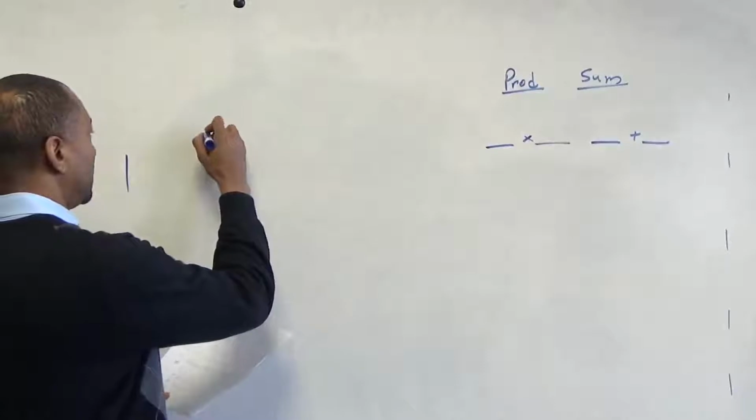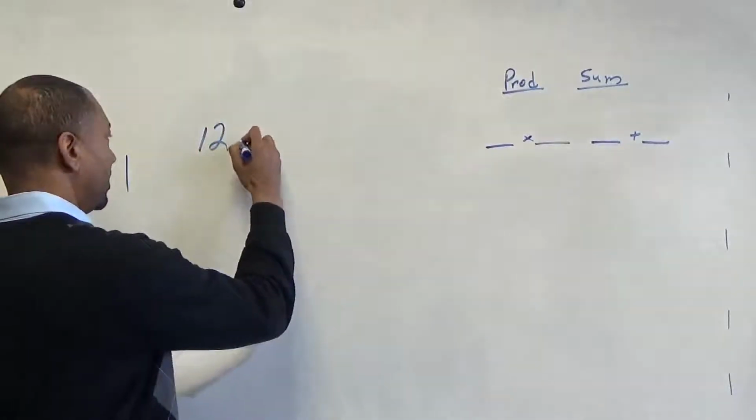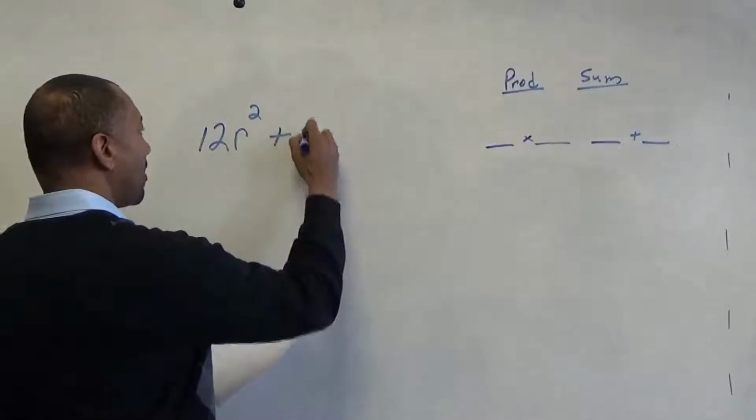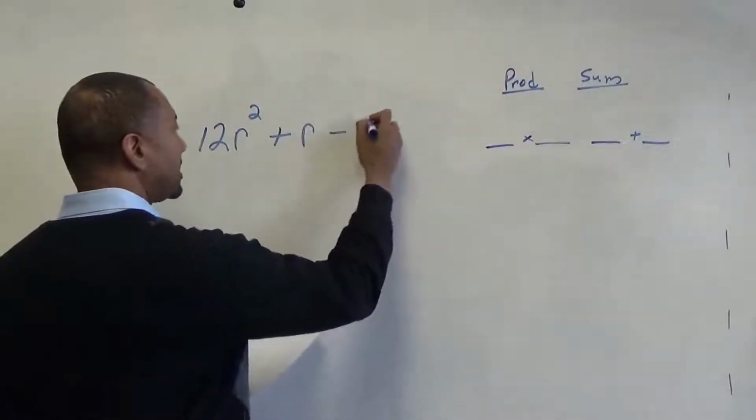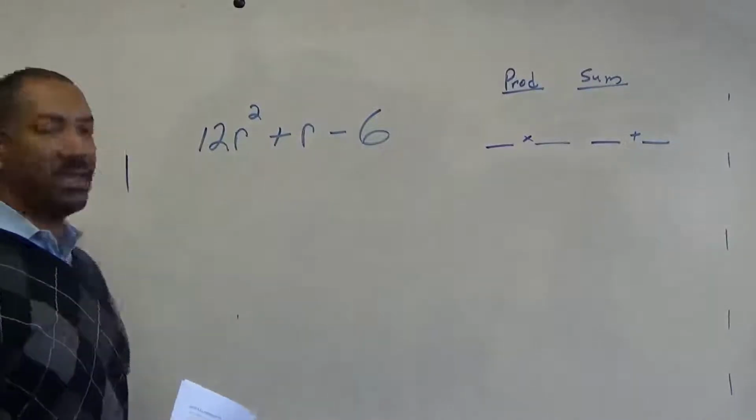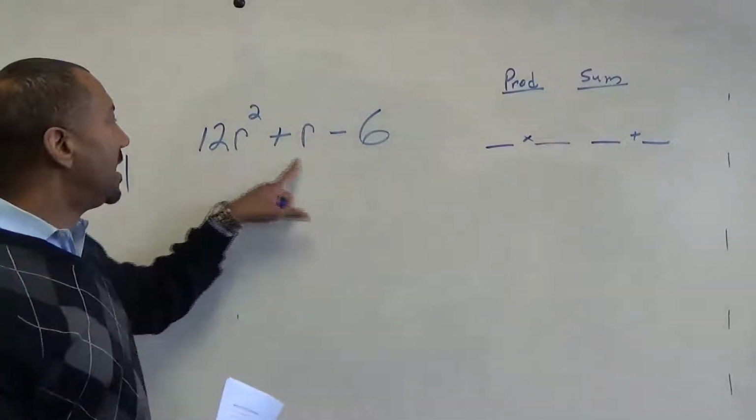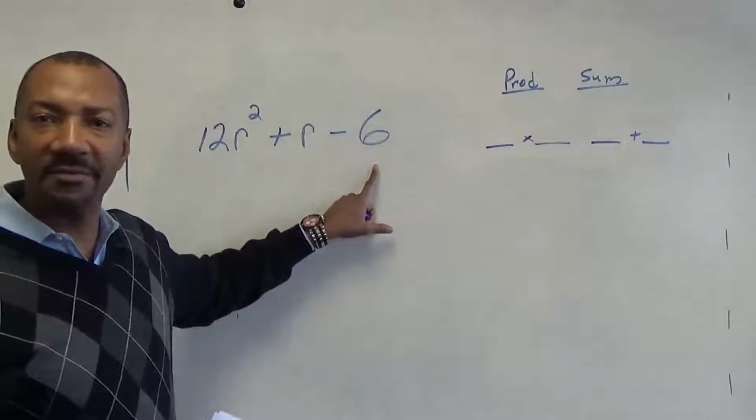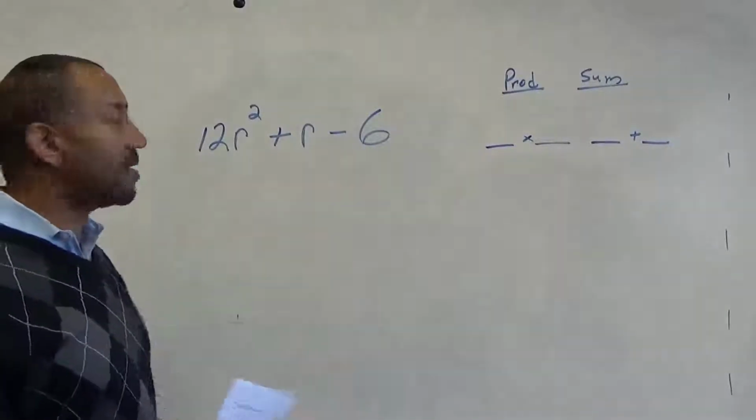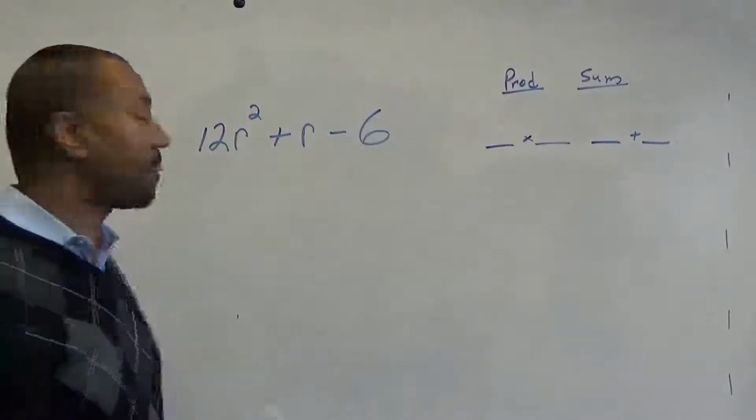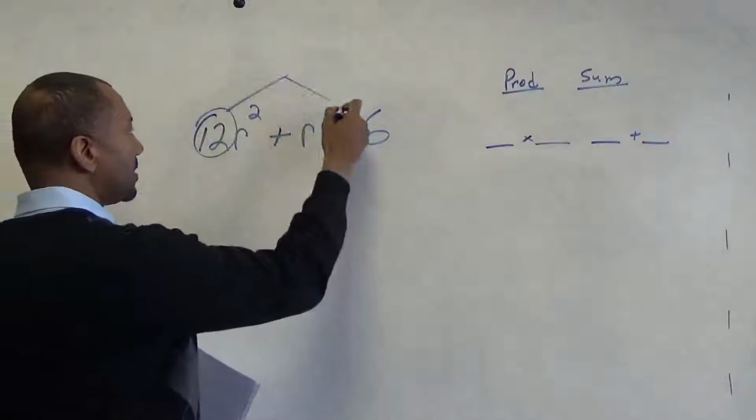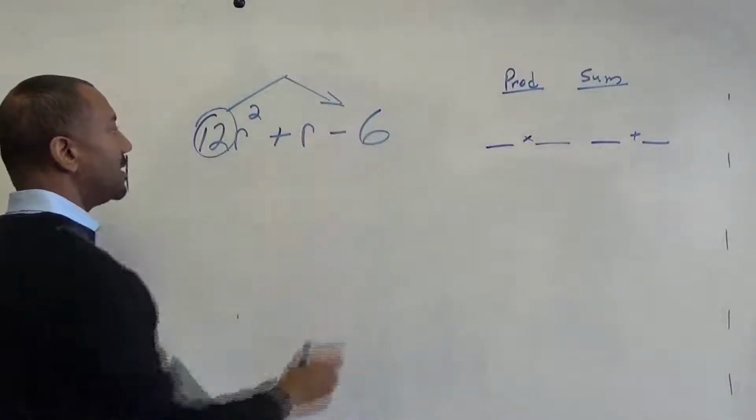Let's do this. 12r squared plus r minus 6. Okay, so quickly I see there is no greatest common factor. So because we have three terms here, let's use product sum. I'll start by taking the 12, multiply that by the -6.